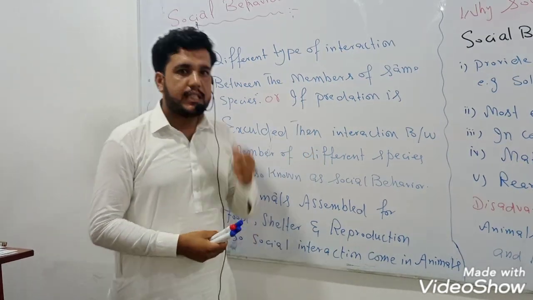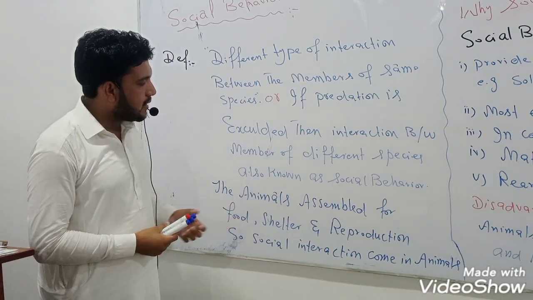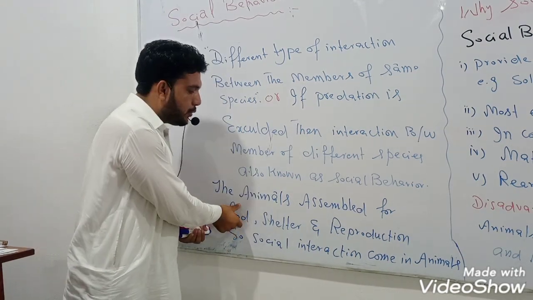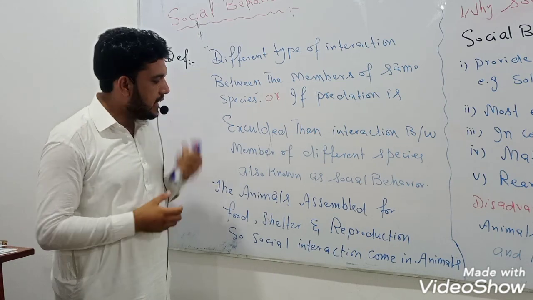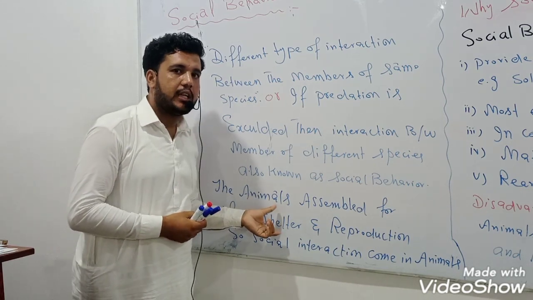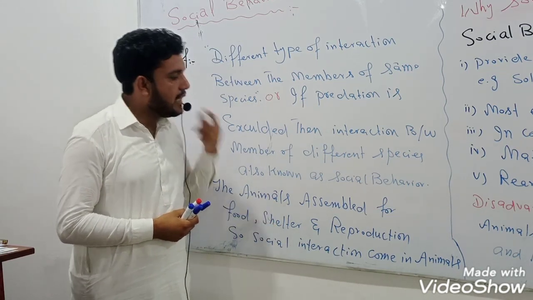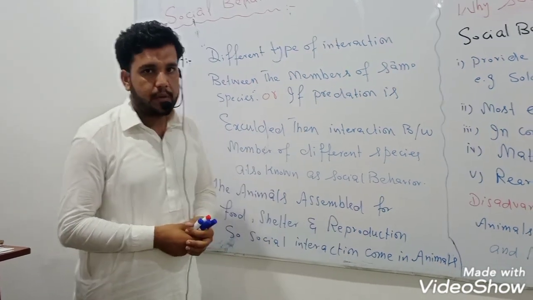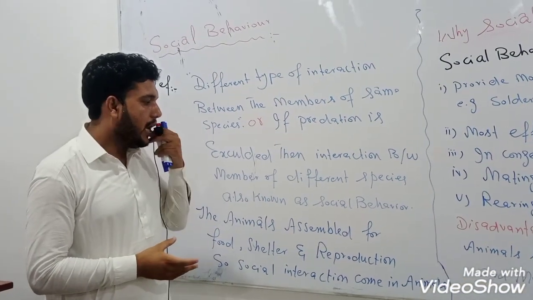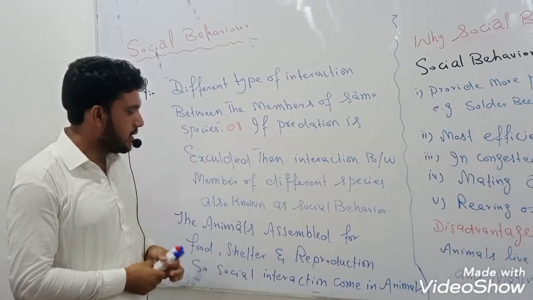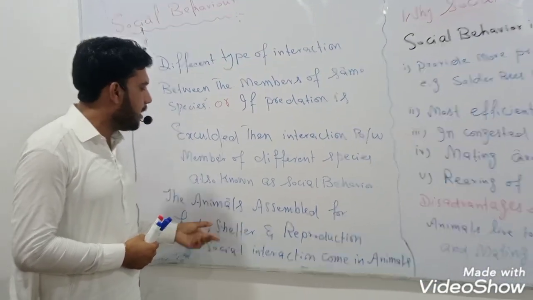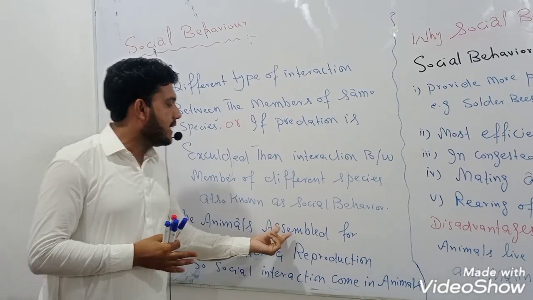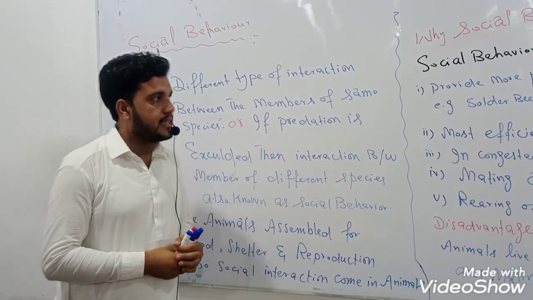Animals assemble for different purposes. They assemble for food, to get food easily. They assemble for shelter, to get shelter easily. And they assemble for reproduction, to reproduce and enhance their races. For these three purposes, animals accumulate or assemble in a single place.